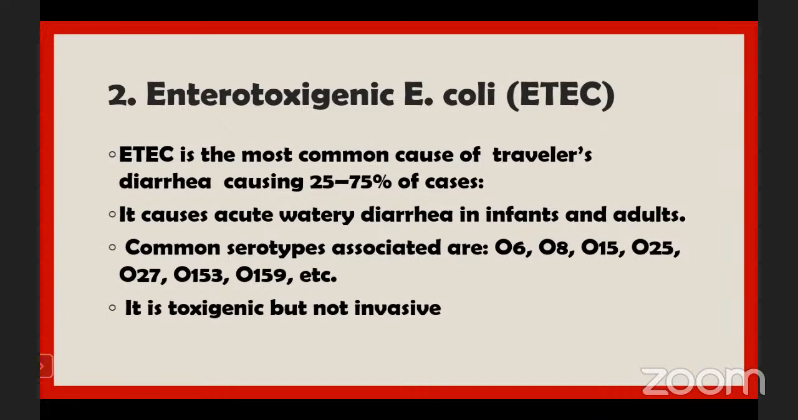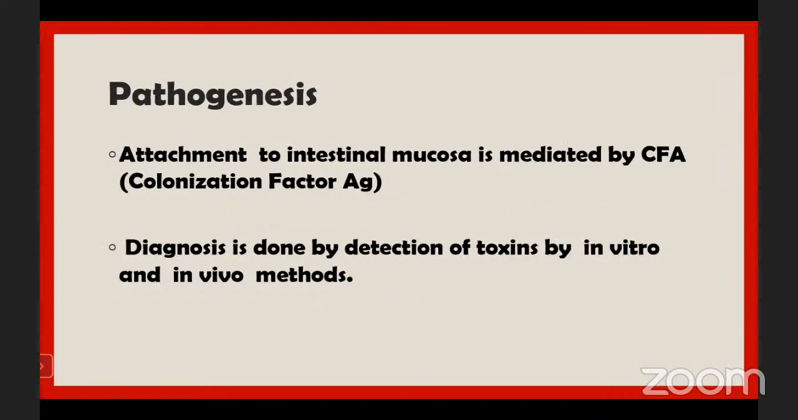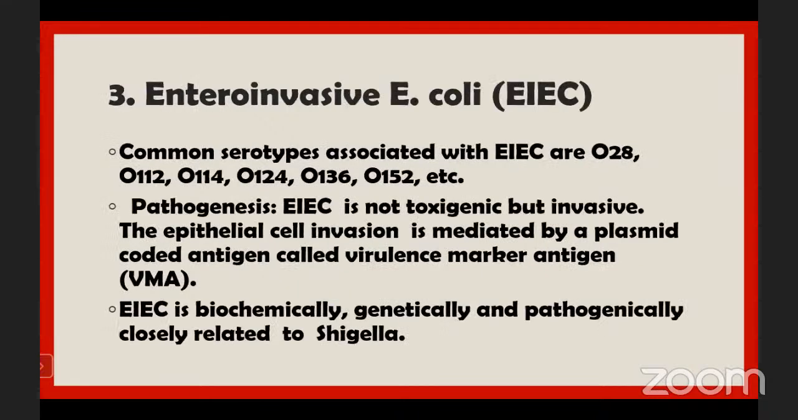Mainly it is seen in infants and adults. The common serotypes of enterotoxigenic E. coli are O6, O8, O15, O25, O27, O153, O159, etc. Enterotoxigenic E. coli is toxigenic but not invasive. Next one is the pathogenesis. Attachment to intestinal mucosa is mediated by colonization factor antigen. Diagnosis is done by detection of toxin by in vitro and in vivo methods.